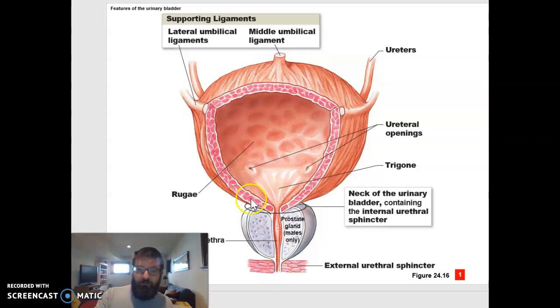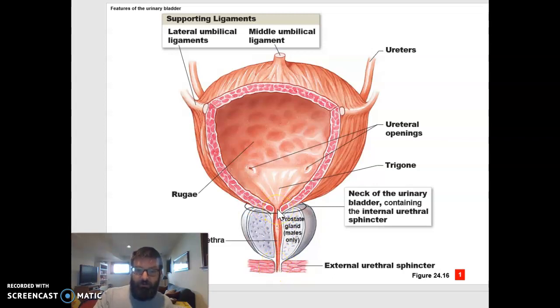You also have a muscle around here. This is smooth muscle, so you do not have voluntary control over it. And it's actually a combination of muscles, but together we call them all your detrusor muscle. And then in here you have both an internal and an external urethral sphincter.